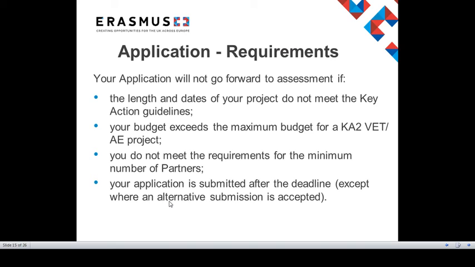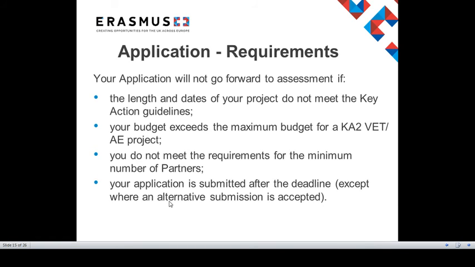Once we have received your application, we will check its eligibility. Your application will not go forward to assessment if your start and end date, as well as the project duration, are not in line with the criteria specified in the programme guide on page 113, or if your budget requested from Erasmus Plus is more than the maximum, if you do not have the minimum number of programme country partners, or if you submitted your application after 11 AM on the 29th of March 2017.